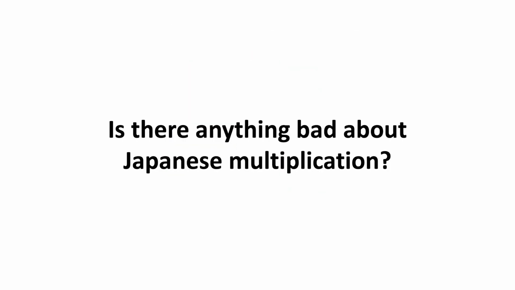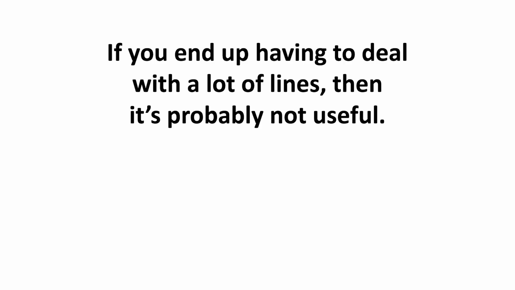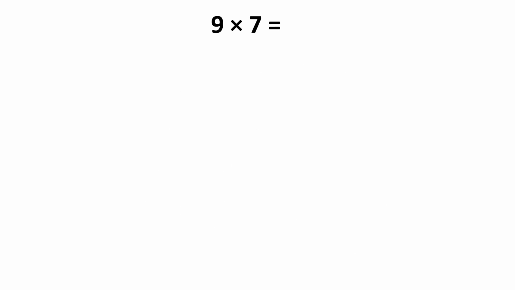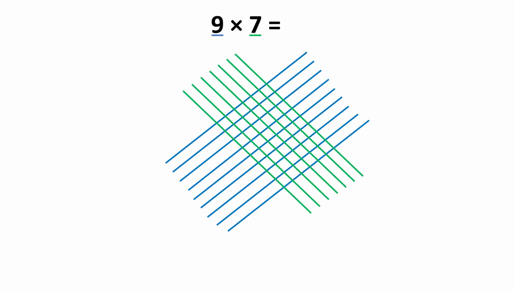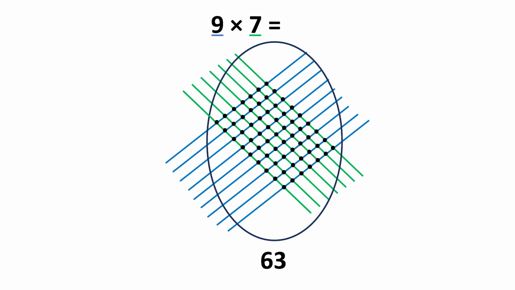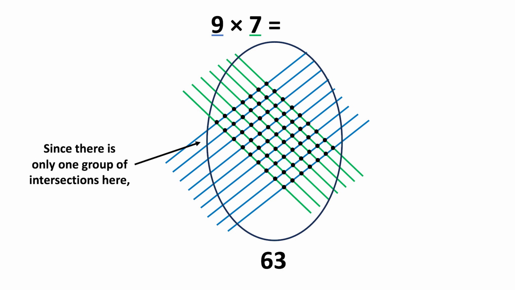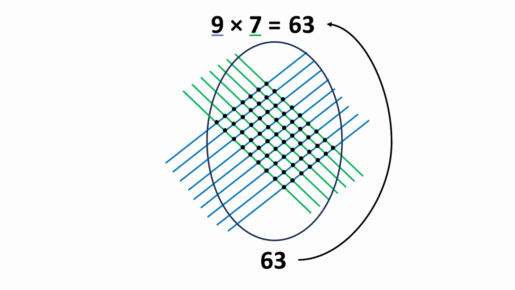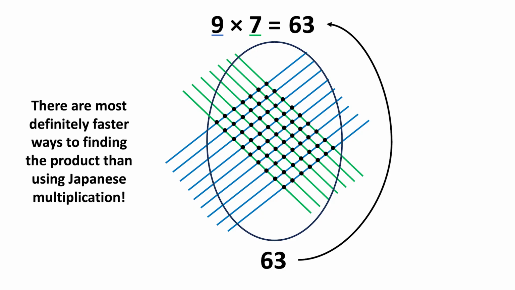Now, is there anything bad about Japanese multiplication? Well, if you end up having to deal with a lot of lines, then it's probably not useful. It'll take a long time to draw out each line and figure out the number of intersection points. For example, let's look at 9 times 7. While drawing 9 lines for 9 and 7 lines for 7, we begin to see how many intersection points there are. After counting, we see that there are 63 intersection points. Since there's only one group of intersections here, we don't need to worry about carrying over the 6 somewhere. We see that 9 times 7 is 63, but there are most definitely faster ways of finding the product than using Japanese multiplication.